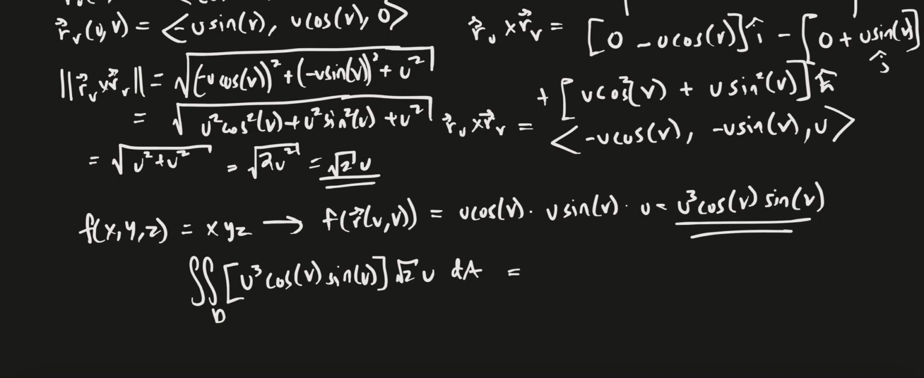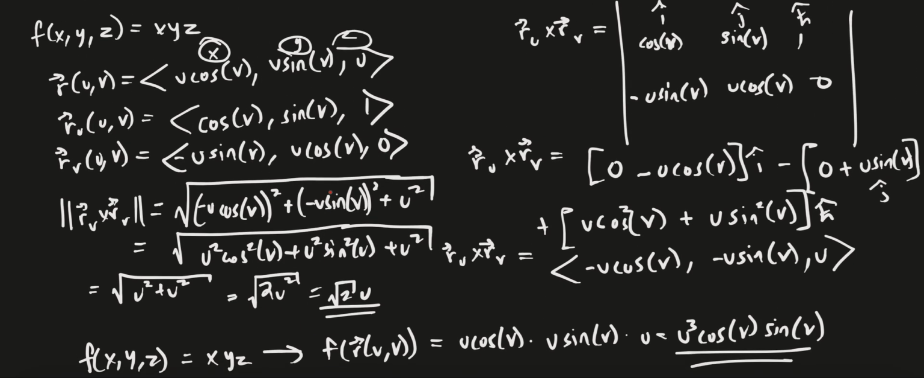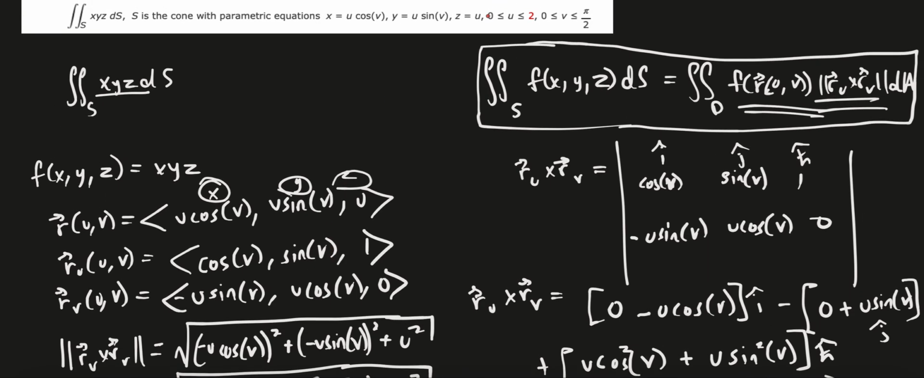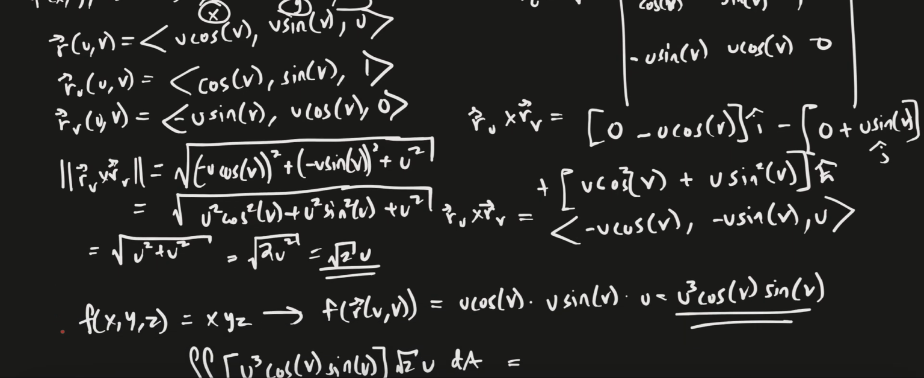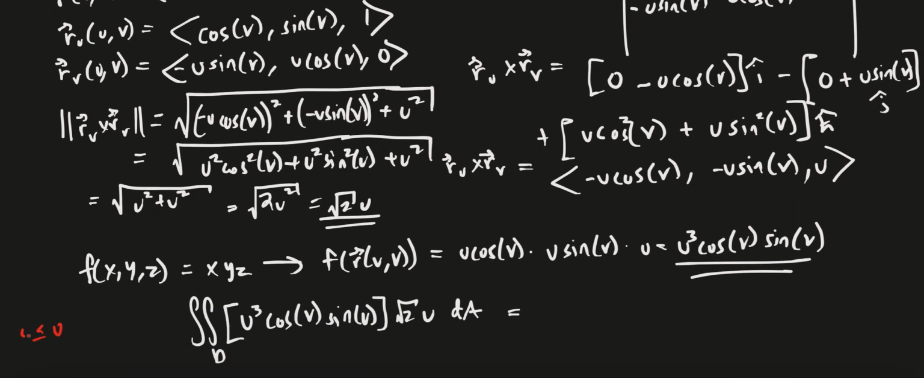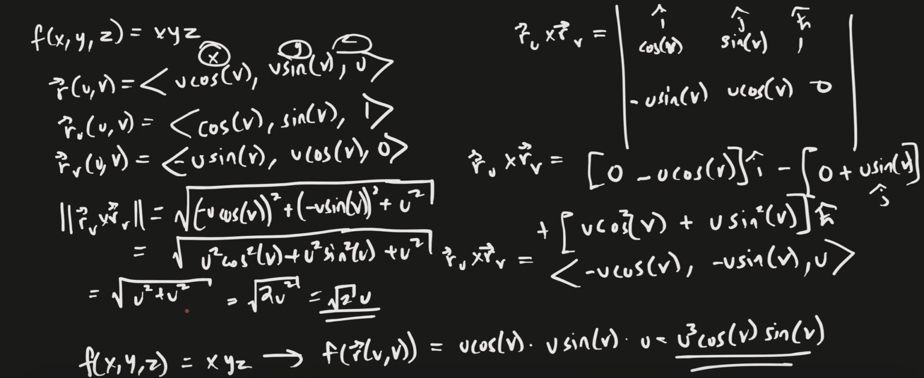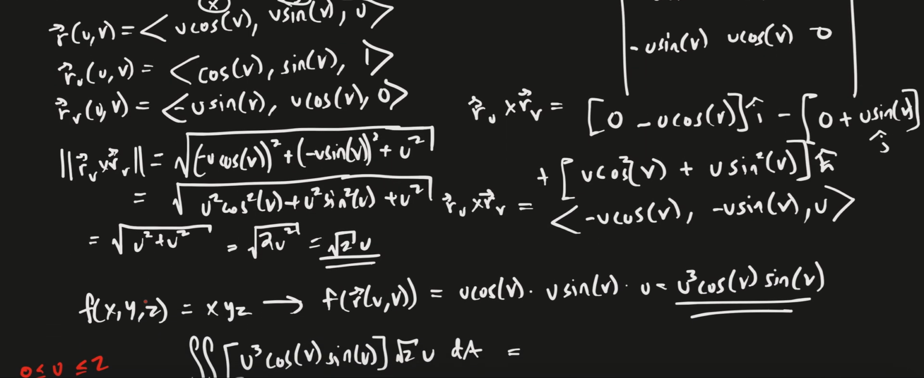Okay, a lot of work just to set this up, but not too hard though. We can take this and write that down there. So u goes from 0 to 2, and v goes from 0 to pi over 2.